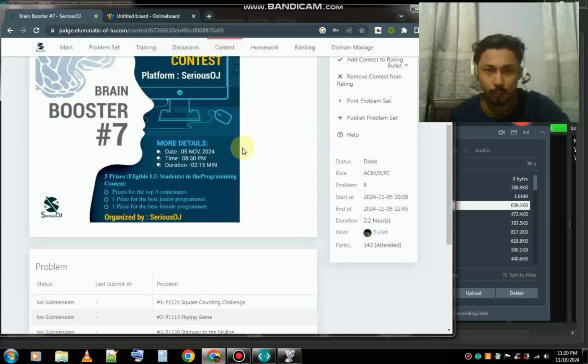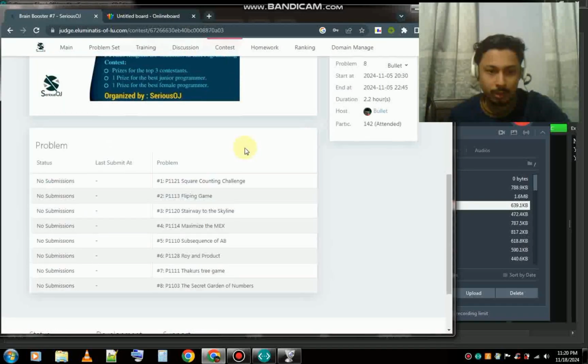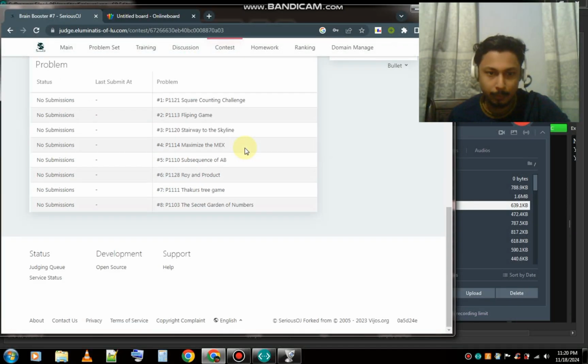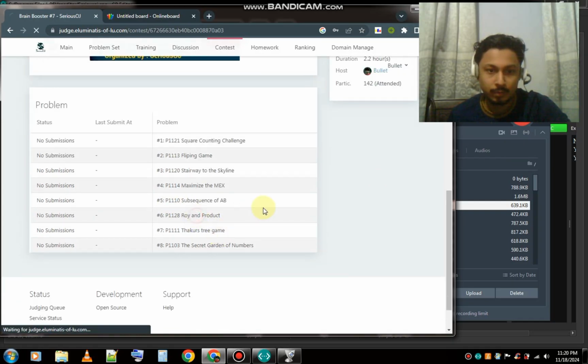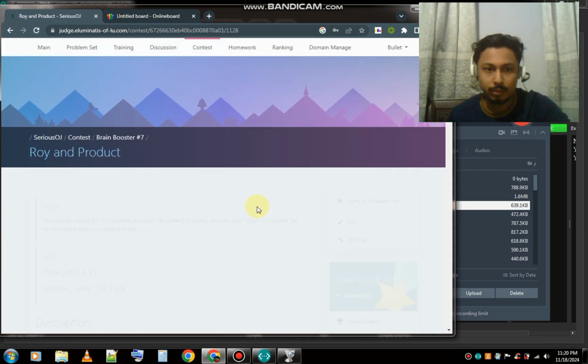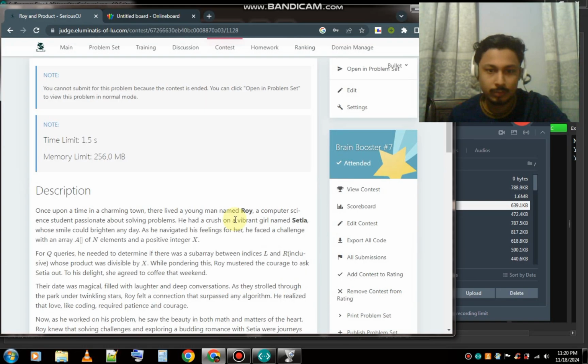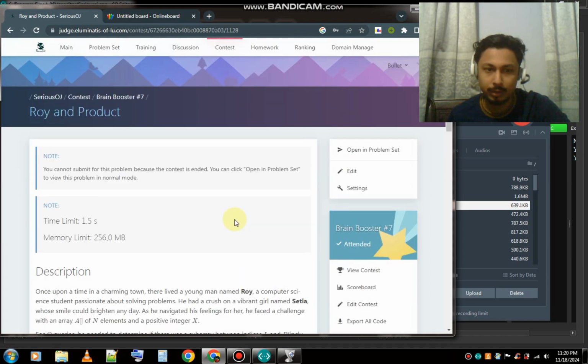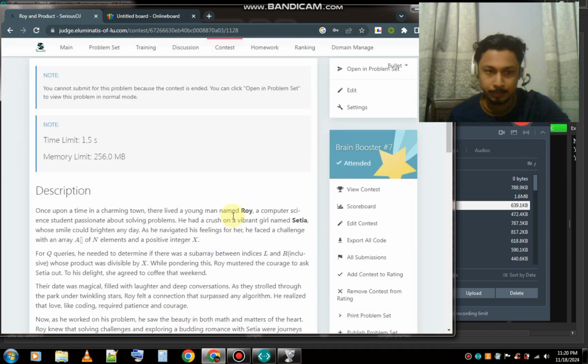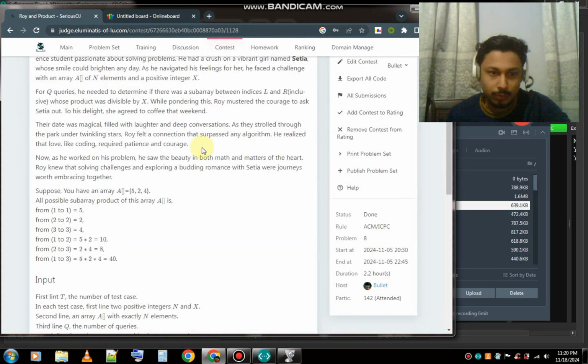Okay, we are going to solve a 6 number problem from Pendle Booster round 7. Row and product. This is a number theory problem. You can also solve it by using a data structure, segment tree, sparse table, or any range query. Okay, we need to first understand the problem statement.